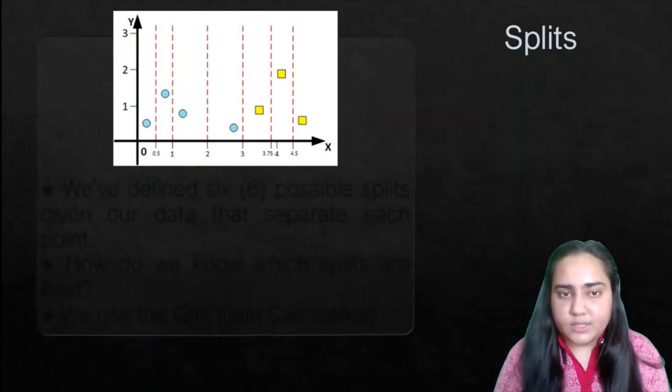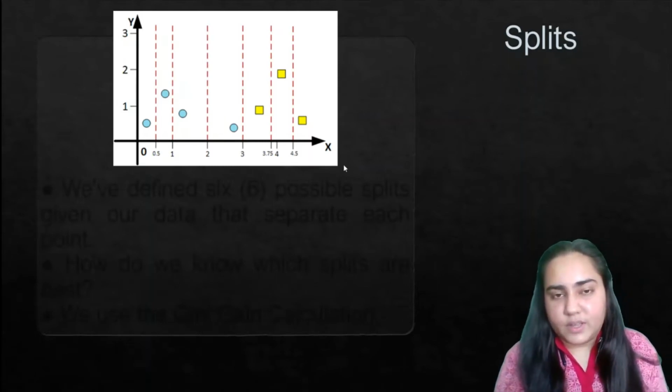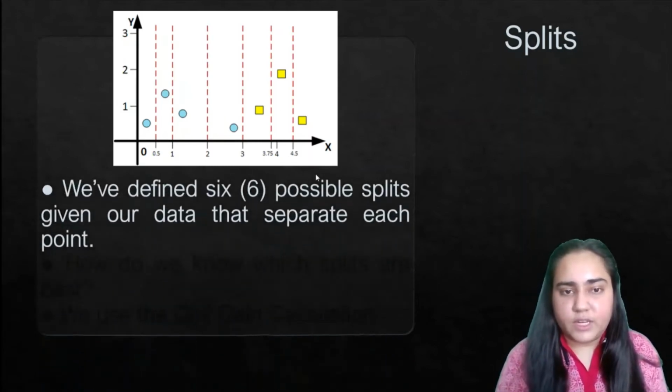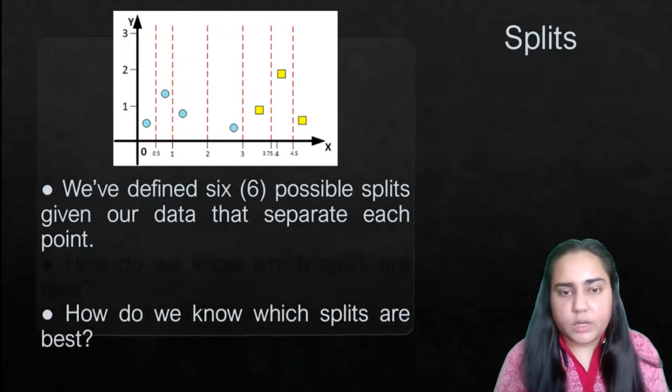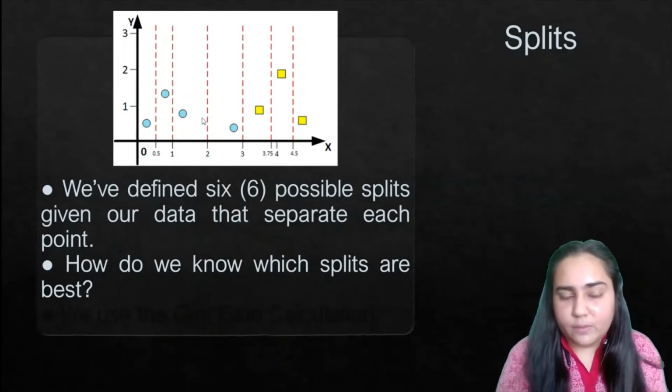So there are 6 splits over here because there are 7 data points. So we have defined 6 possible splits given our data that separate each point. Now, how do we know which splits are the best? Because what we need to find is out of these 6, which is the best one? Should we take this? No, because then this blue one is going to be classified as yellow. Should we take this one? No, because if we do that, then this yellow is going to be classified as blue. So we have to try out all these splits and see which is the best one.